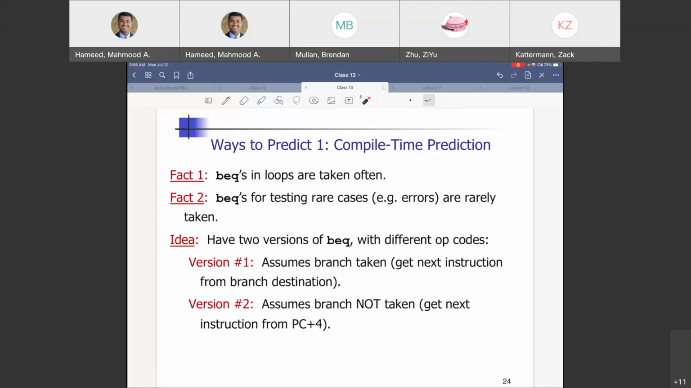I'll start off with one assumption, and I need to go wrong twice before I actually change it. So I'll start off with, say, branch is always taken. I will not change to branch is not taken immediately after I go wrong once. I have to go wrong twice to change it to branch is not taken. So again, I have two versions because I need a starting point, right? I need a starting assumption: branch is taken or branch is not taken. Those are my two versions. Version 1 assumes branch is taken. Version 2 assumes branch is not taken.